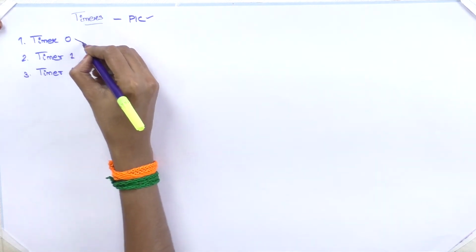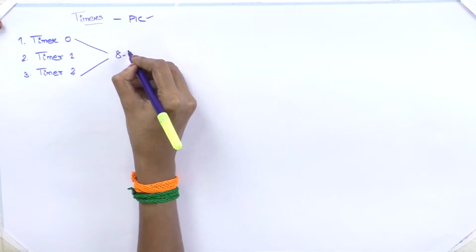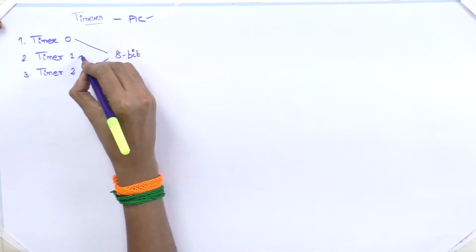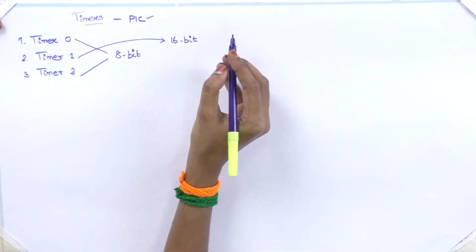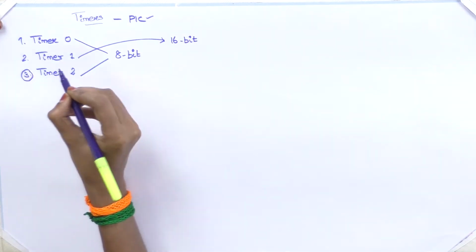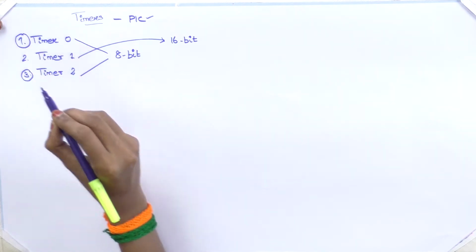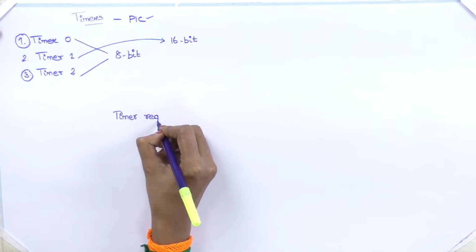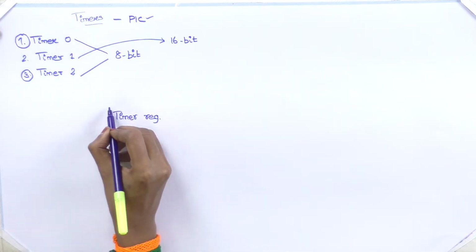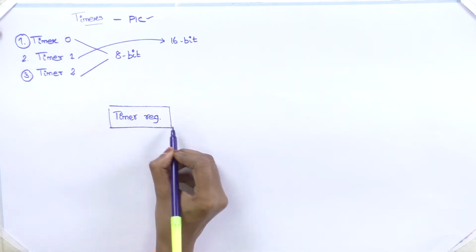Timer 0 and timer 2 are 8-bit timers, and timer 1 is a 16-bit timer. First we will see about timer 2 and then we will discuss about timer 0. Before we discuss timer 2, we will discuss generally how the timers work. Generally the timer will have some register called timer 0. Each and every particular timer will have its individual timer register. So in general we will discuss it now.